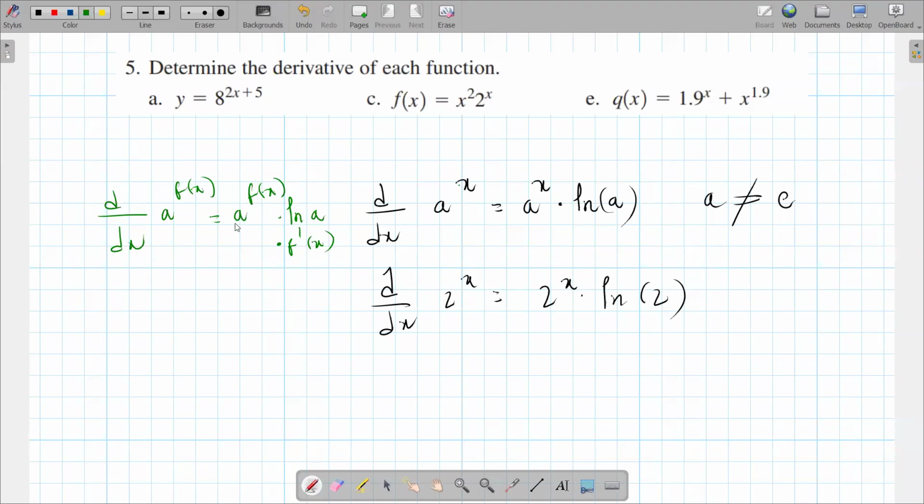An example of this is going to look like this. d/dx of a to the power of x squared. Not a, let's say this. You can call it a as well. It's just going to be 1a. But let's put some numbers in it.